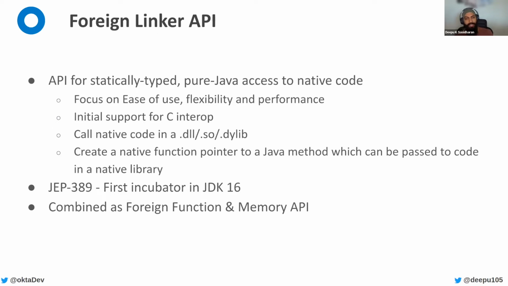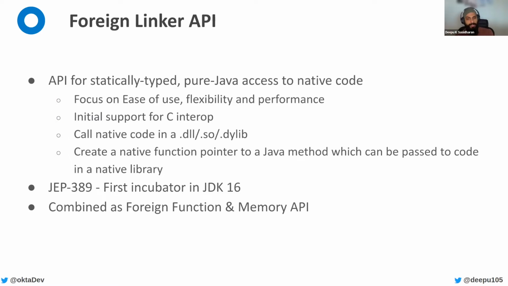This was first incubated in JDK 16 and was combined with the memory API that we saw earlier in JDK 17 to become the foreign function and memory API. So it also has similar goals, whereas the previous one was memory focused. This is foreign function focused. So again, the focus on ease of use, flexibility, and performance, of course.